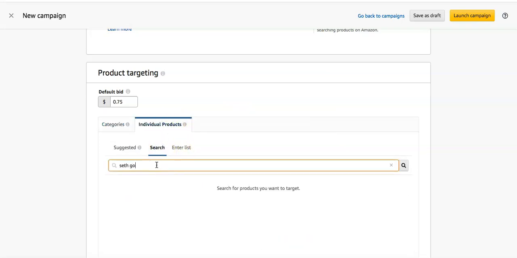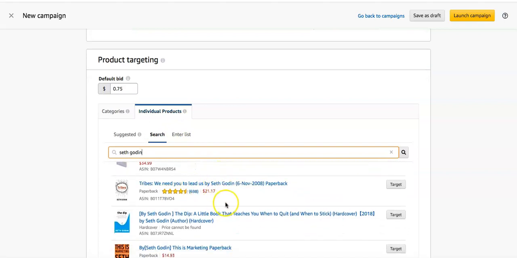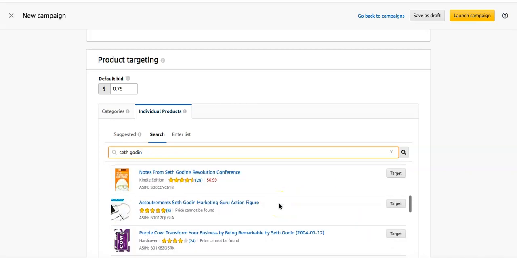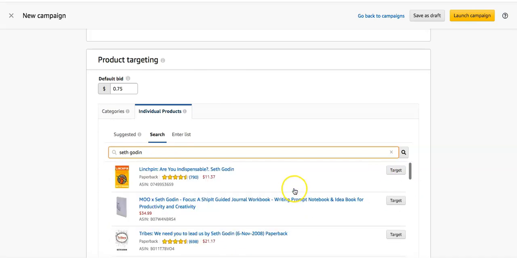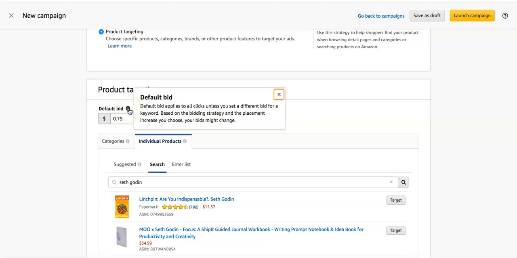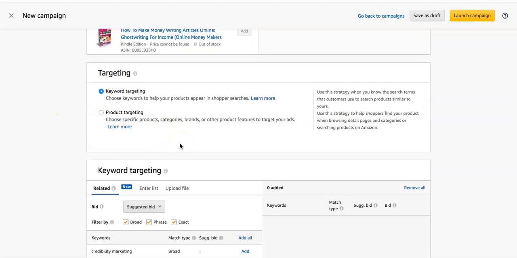So I could say, Seth Godin is an author. I could click on his name and pull up his books and say, I really want my book to also show up on his This Is Marketing paperback for some reason, or Purple Cow, maybe I want it to show up there. So you can individually target that, and you can put a default bid. So this is where, like I was talking about, if your bid is 75 cents, that's saying you'll go up to 75 cents. But you'll also, if the bids are lower, Amazon will automatically pull those down. So that's what the product targeting is, but we're just going to stick with keyword targeting for this example.